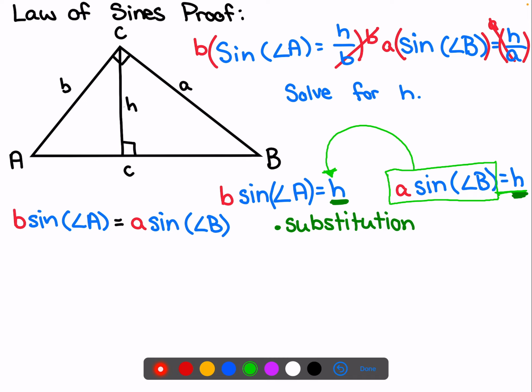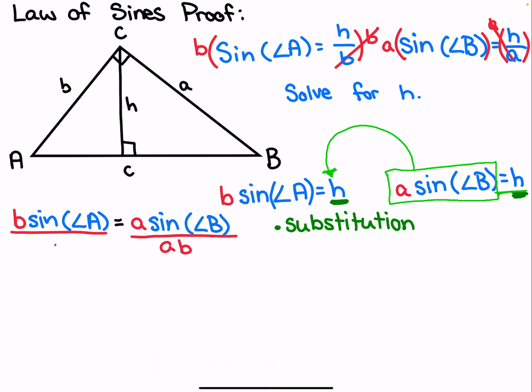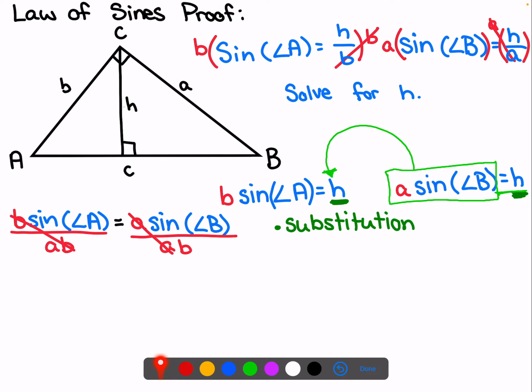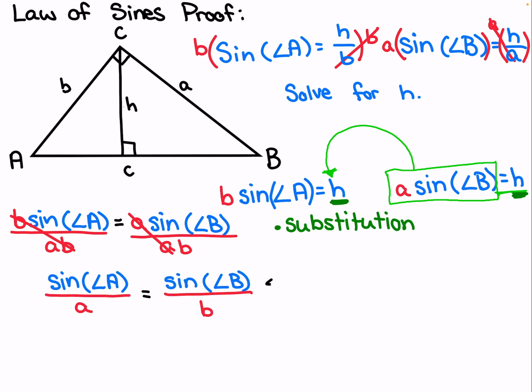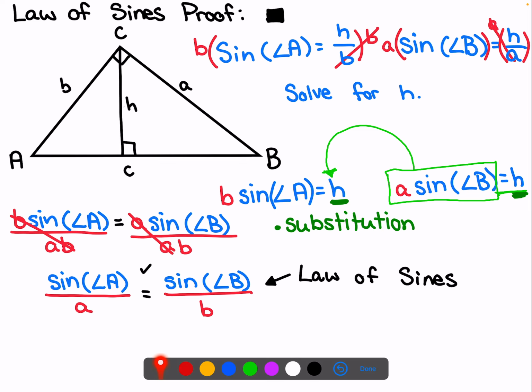Now that I have them set equal to each other, I just want to get rid of the variable in front. So how can I get rid of multiplication? Division. I'm going to divide both sides of this equation by A and by B so that they'll both cancel. Dividing by AB, on the left side the B's will cancel, and on the right side the A's will cancel. What's left over after those cancel? We're left with sine of angle A over A equals sine of angle B over B, which is the law of sines, which proves that the law of sines works.